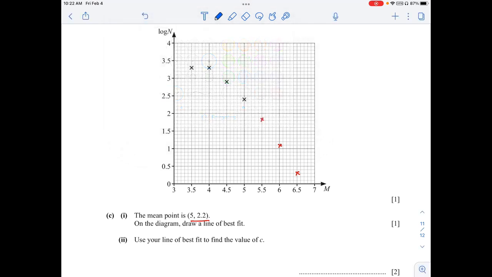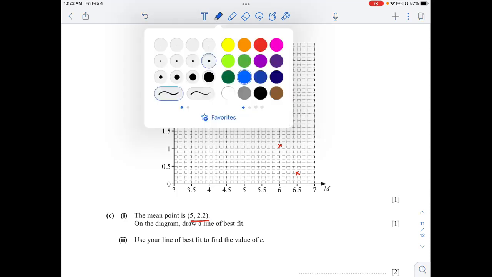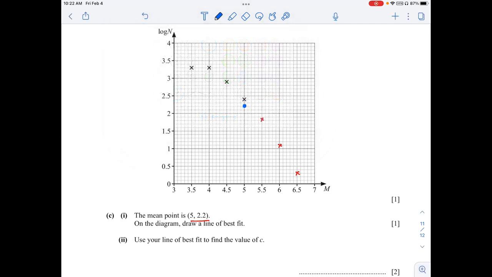5 and 2.2. That's going to be the mean. So, what is the line of best fit? It is going downwards. It should pass through the maximum points and the mean. So, this is a line of best fit.